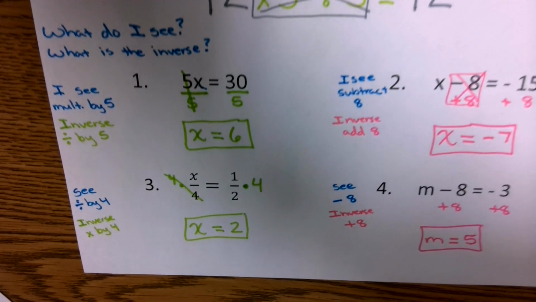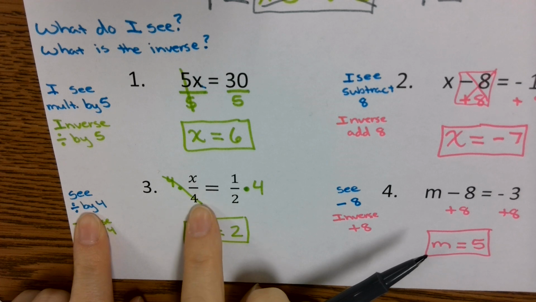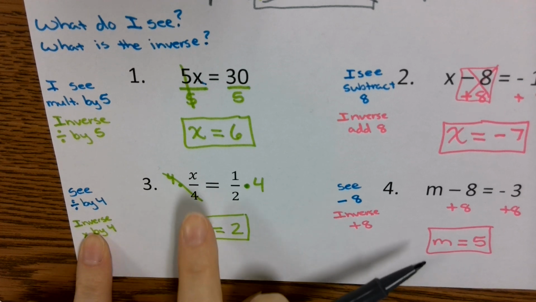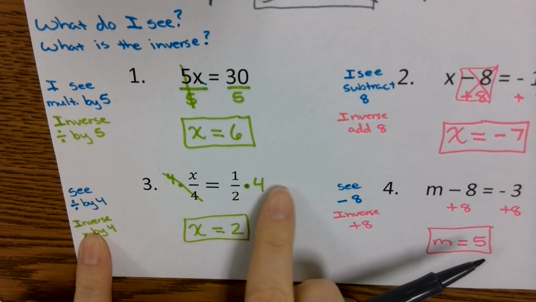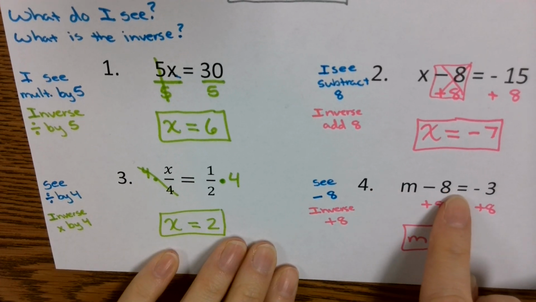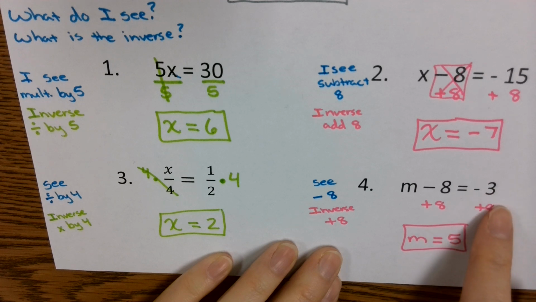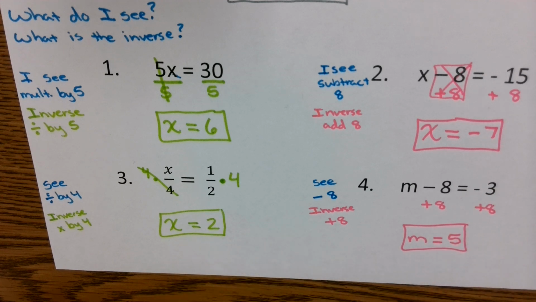So here is our solutions. For problem number 3, our operation here is division, so our inverse is to multiply both sides by 4. When we do 1/2 times 4, we get 2. For problem number 4, I see that there's subtraction of 8, so the inverse is going to be to add 8. So when I do negative 3 plus the 8, that gives me a positive 5.